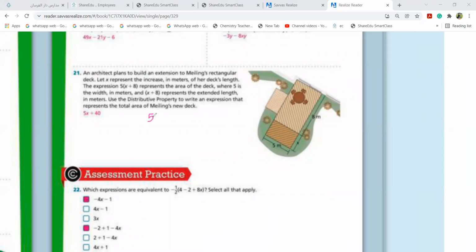So let us do 5 times (x plus 8). Let us do the distributive property. 5 times x is 5x and 5 times 8 is 40. That's your answer.